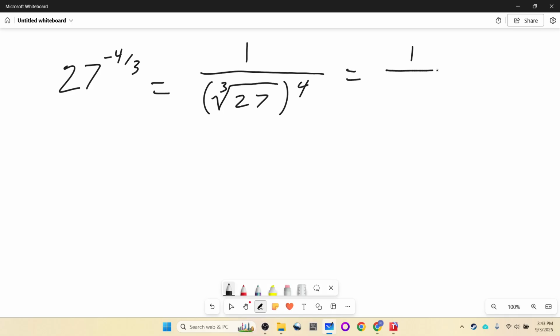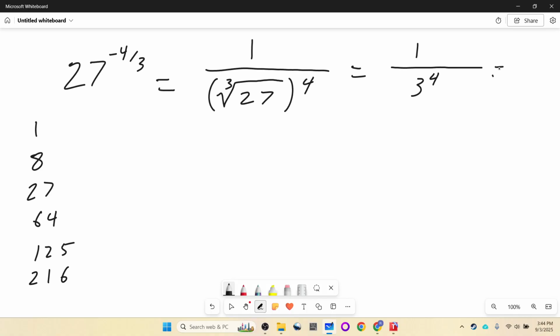And if you remember your cubes, which, again, I would say memorize at least the first 6 cubes, 1, 8, 27, 64, 5 to the 3rd is 125, we just saw that, and 6 to the 3rd is 216. Cube root of 27 is 3. And then we have to the 4th power, so that becomes 1 over 81. That is the simplest form of the answer. There are other forms you could write it in. If you got this far, I would have given you half credit, 1 point out of 2, but I really wanted you to go all the way to 1 over 81.